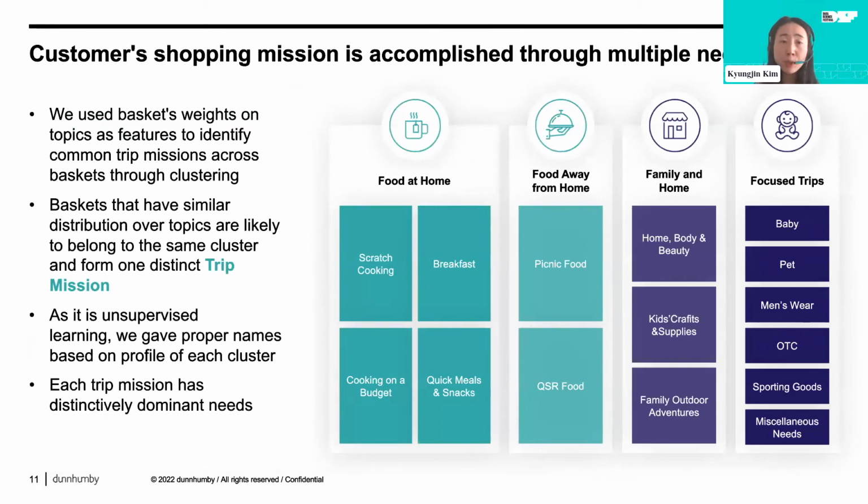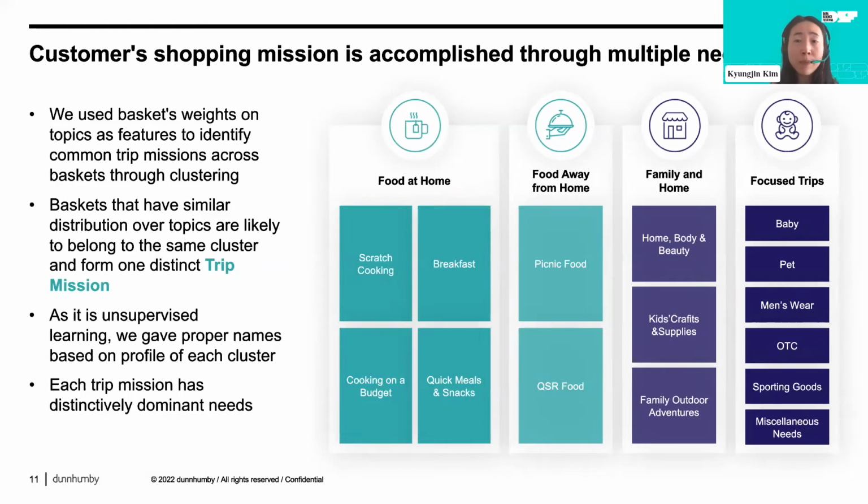So after estimating a topic model, we ran clustering using each basket's weight on each topic as a feature. Baskets that have similar distribution over topics are likely to belong to the same cluster and form one distinct trip mission. As it is unsupervised learning, we needed to give some proper names based on the profile of each cluster.